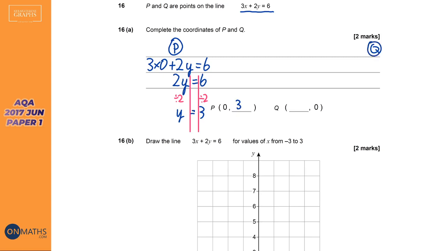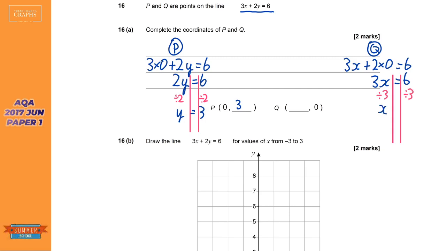Now we're going to do q. Now q shouldn't be any different. So we've got 3x plus 2 times 0 equals 6. Anything times 0 is 0, so we've just got 3x equals 6. Get my lines in. And we've got a times 3 there, so to get rid of it we're going to divide by 3. And so we've got x equals 2. So we've got a 2 there. So p is 0, 3 and q is 2, 0.